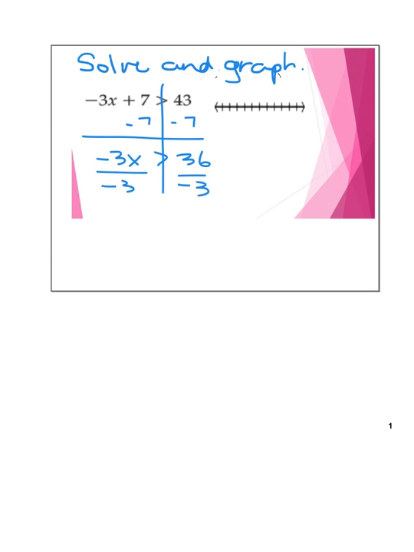Now when I divide by a negative number, remember I have to change the direction of the sign. So I'm left with x is less than negative 12. So when I graph it, I have 0 here, negative 12 is somewhere down here, and so I have an open circle to the left.